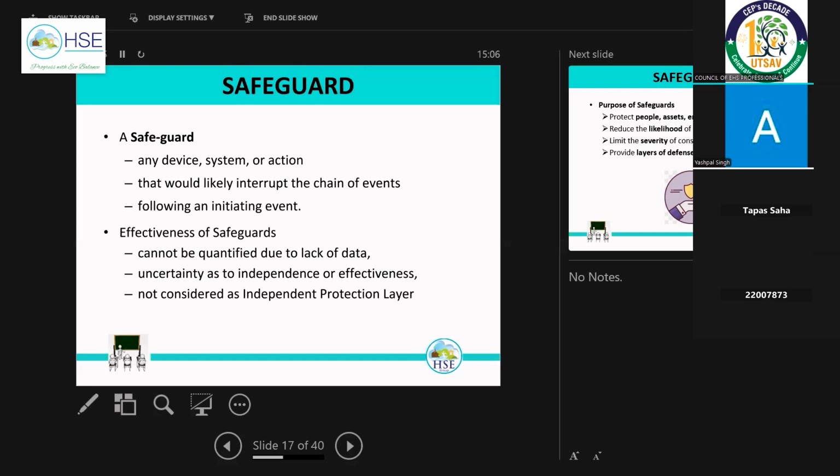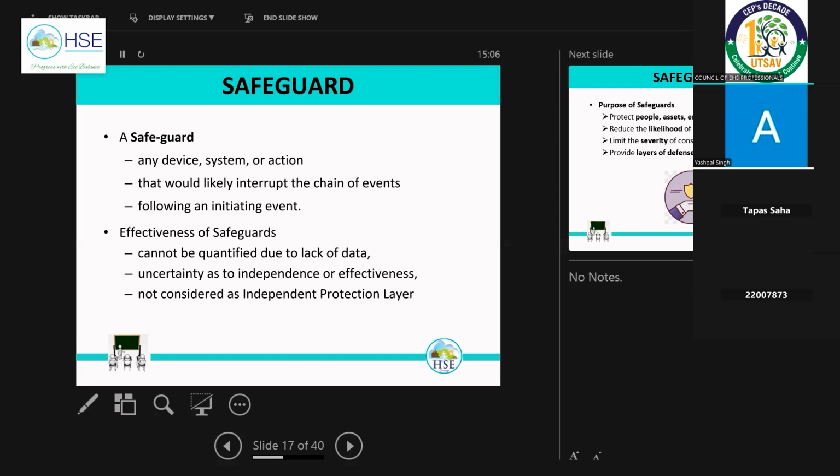Second part: uncertainty as to independence or effectiveness. In case of a safeguard, we are not sure whether it will be effective or its independence. For example, if there is a transmitter of temperature and pressure, and the same operator responds to the alarm, it is not independent. We don't normally check in the safeguard whether it is independent or not, and whether it is effective or not.